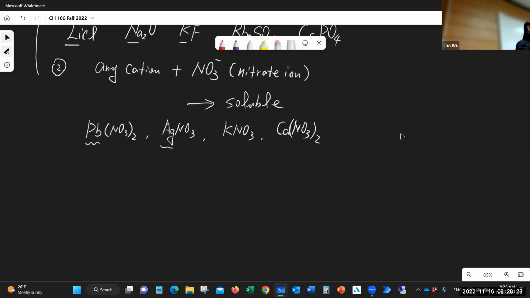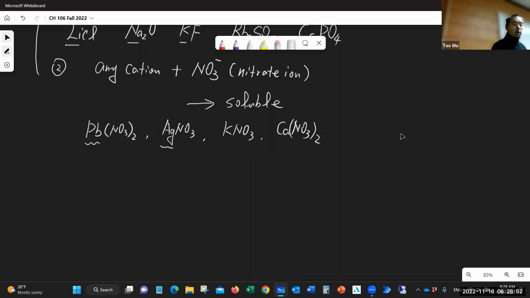Cation, first metal, no, sorry, 1A group metal plus any anion is soluble. Nitrate plus any cation is soluble. For the rest of the other formulas, how do you determine? You look at the columns. There are two columns shown over here. The first one is the anion, the second one is the cations.